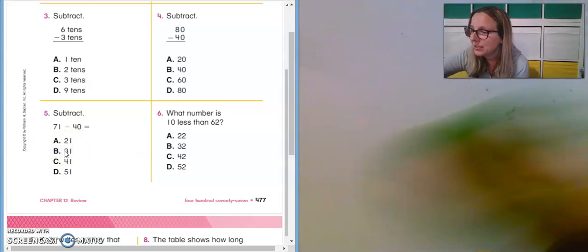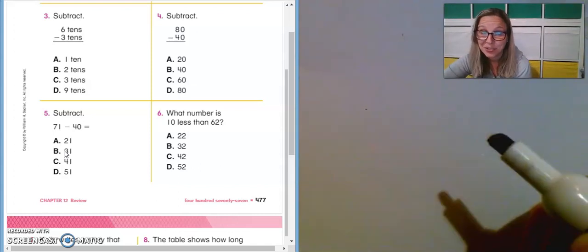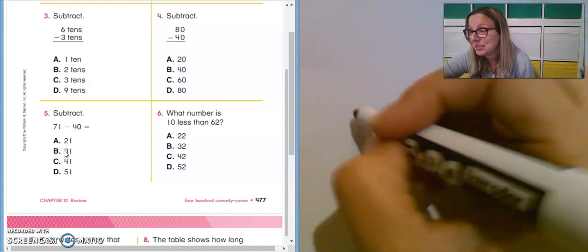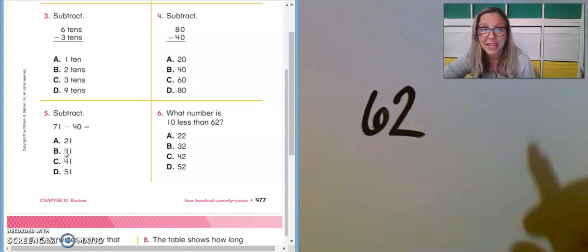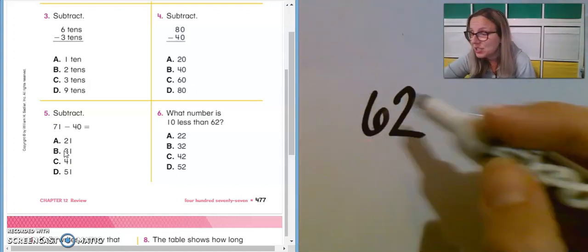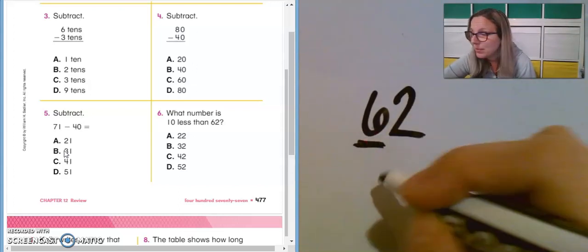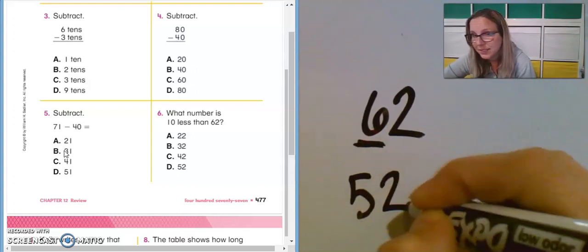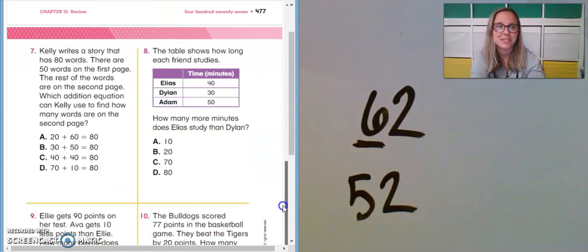All right, let's look at number 6. What number is 10 less than 62? Well, you should be rock stars at this because you did that whole page yesterday where you would do 10 more or 10 less. So if we have 62 and we're going to take away just 1 ten, that would put us at 52. So go ahead and circle D, 52, and then turn the page so we can work through the back problems together.